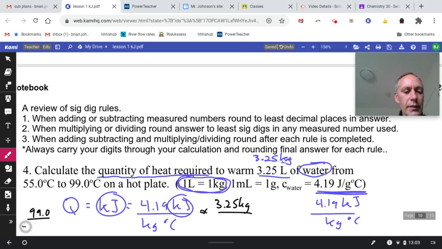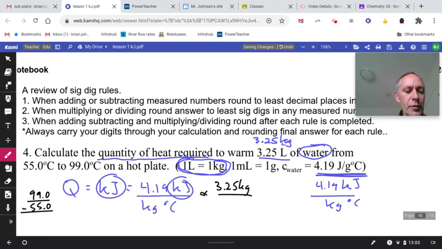99 minus 55 is 44. And this is the addition subtraction rule for temperatures. With the addition subtraction rule, you go with the least number of decimal places. These both have 1 decimal place, so our answer has 1 decimal place. 44.0 degrees Celsius, 1 decimal place. Okay, so that's the addition subtraction rule.